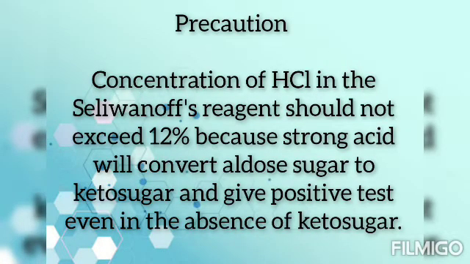Precautions: concentration of HCl in the Selivanov reagent should not exceed 12% because strong acid will convert aldose sugar to keto sugar and gives positive test even in the absence of keto sugar.